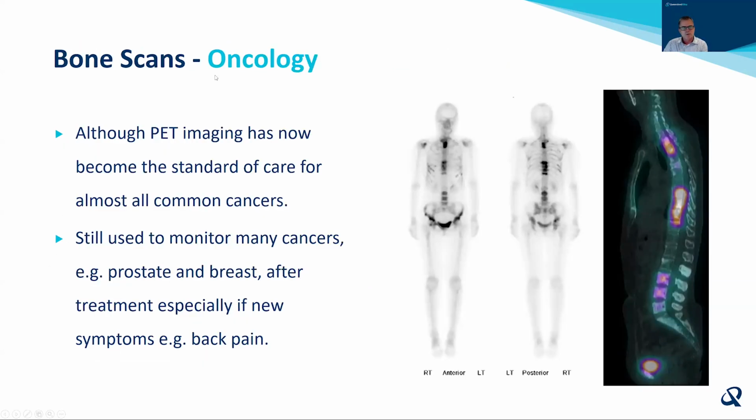Right, so bone scans in oncology. I mean, PET imaging has taken over a lot of this work for all common cancers. John Bartlett's going to talk briefly about this. But it's still quite commonly used to monitor many cancers, especially prostate and breast after treatment. And it's quite useful if the patient develops new symptoms, and then we can check for any presence of skeletal metastatic disease.